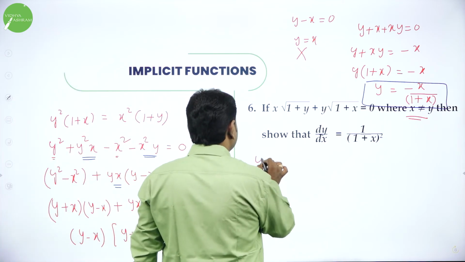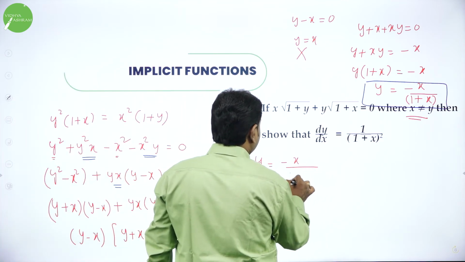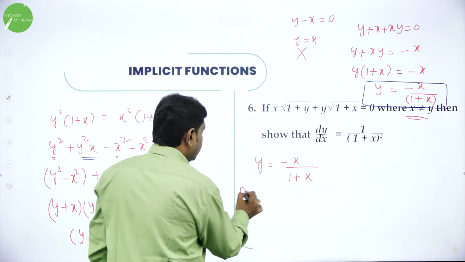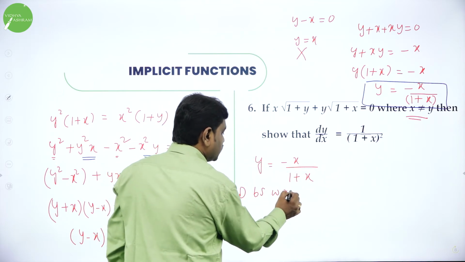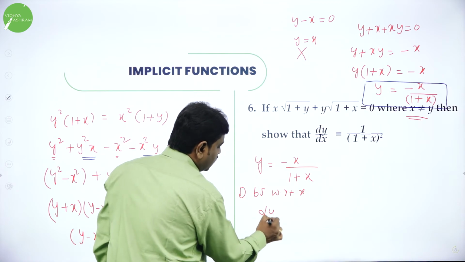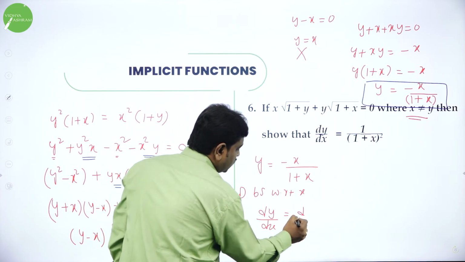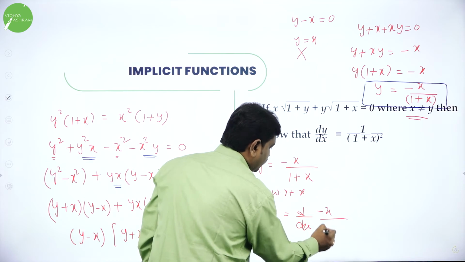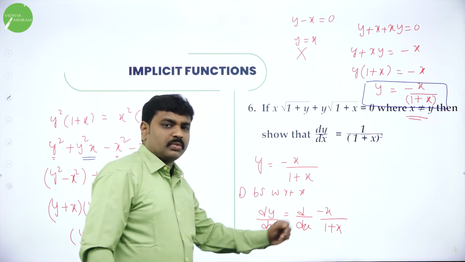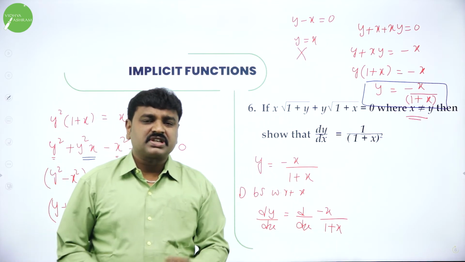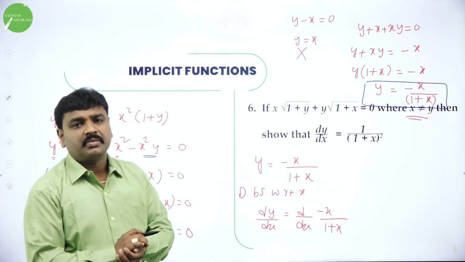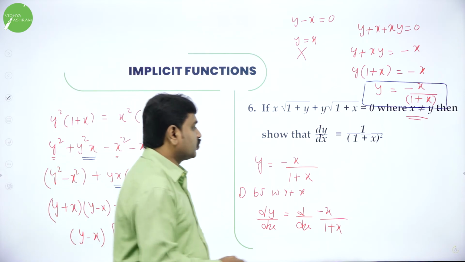That is, y is equal to minus x divided by 1 plus x, differentiate both sides. So differentiate both sides with respect to x. Till now we have not differentiated. So LHS becomes dy by dx, RHS becomes d by dx of minus x divided by 1 plus x. You know, it is in the form of numerator by denominator. I taught you in my first session, if the problem is in the form numerator by denominator, you should use quotient rule. What is quotient rule?